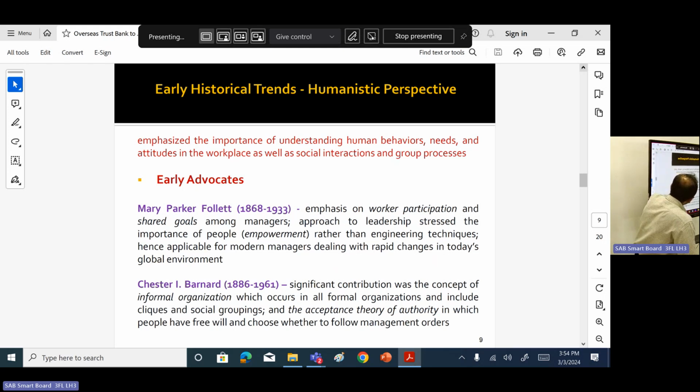Right. Then these two scholars and their ideas should be highlighted as the early advocated ideas to management, and they have set the directions towards a humanistic perspective. Mary Parker Follett defined management as an art. In addition, she considered the importance of worker participation, shared goals, leadership, worker empowerment, and change management by managers. Even today, all these are happening. Therefore, she is treated as the mother of management.